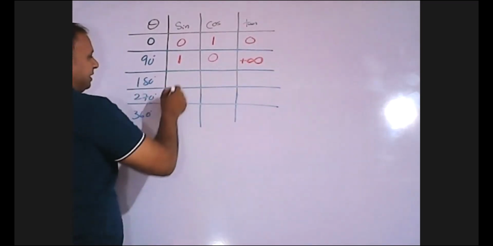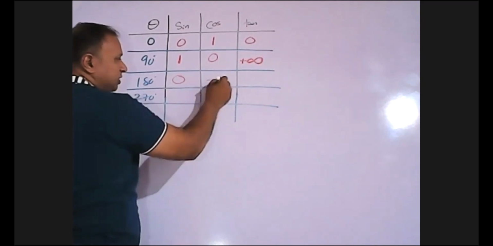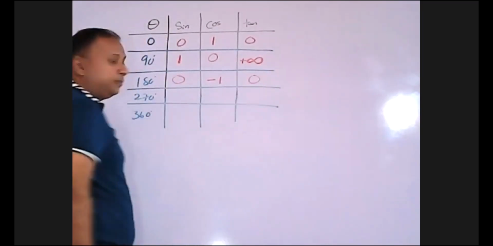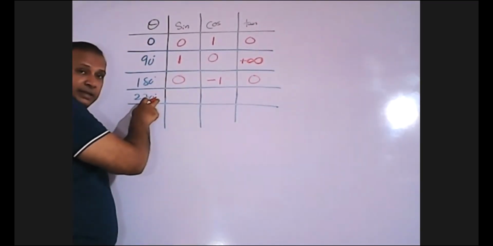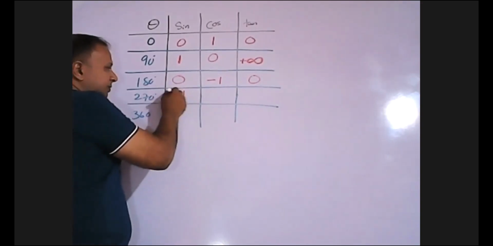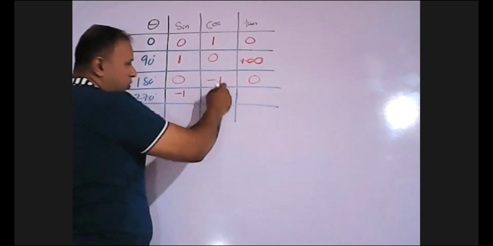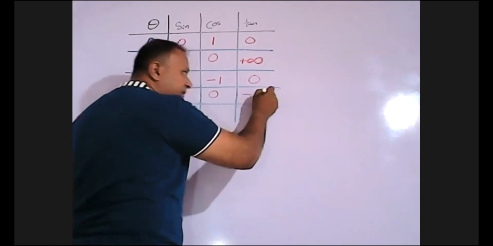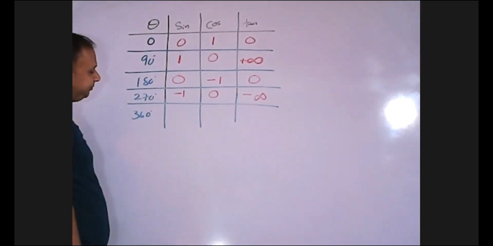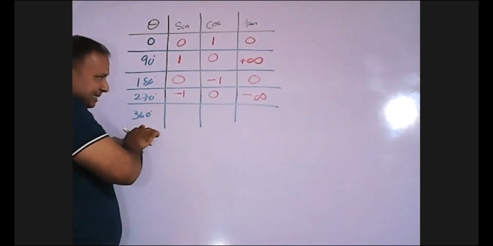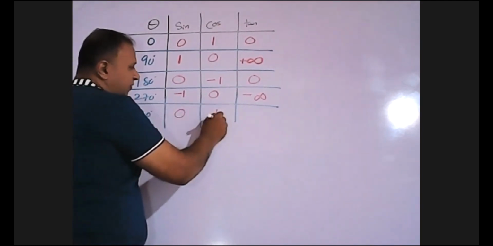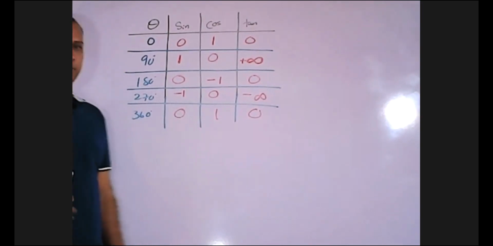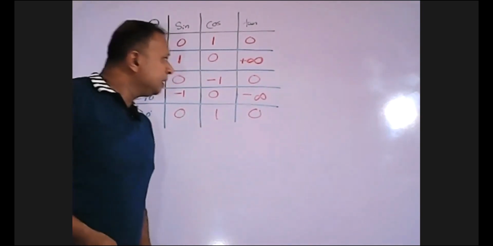Then 180. Sine 180 is 0, cos 180 is minus 1. So 0 over minus 1, tan is 0. Then 270. Sine value is minus 1, cos value is 0. So minus 1 over 0 means it goes to minus infinity. 360. Again, sine is 0, cos is 1. 0 over 1 means 0. You can draw this table.